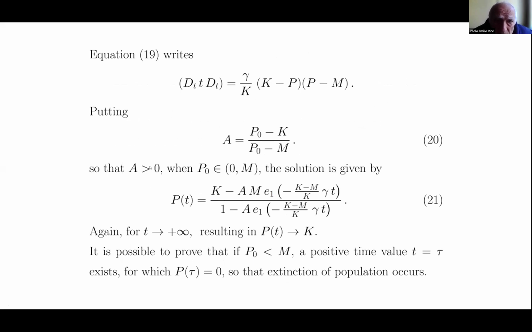The equation is written in this form, and the classical theory applied to the case of the Laguerre-type derivative gives a solution in this form. So this is the Laguerre exponential, the power divided by the factorial raised to the square, of course. And the solution is this. For t going to infinity, P of t tends to k. It is possible to prove that if P0 is less than M, a positive time occurs in which P of t equals 0, so the extinction occurs.